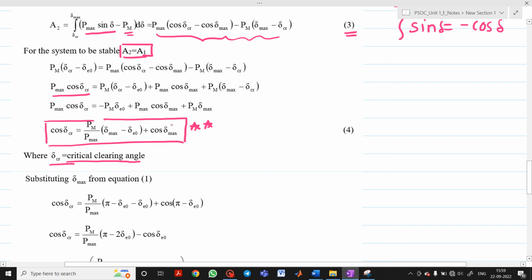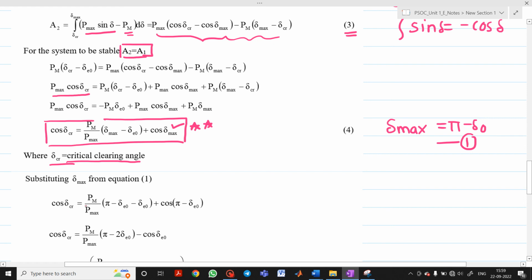Now can we substitute the value of delta max? Yes, we have a formula for delta max. Initially we wrote that delta max equals pi minus delta 0. This was your equation number 1. So I am going to put it here. So what will I get?